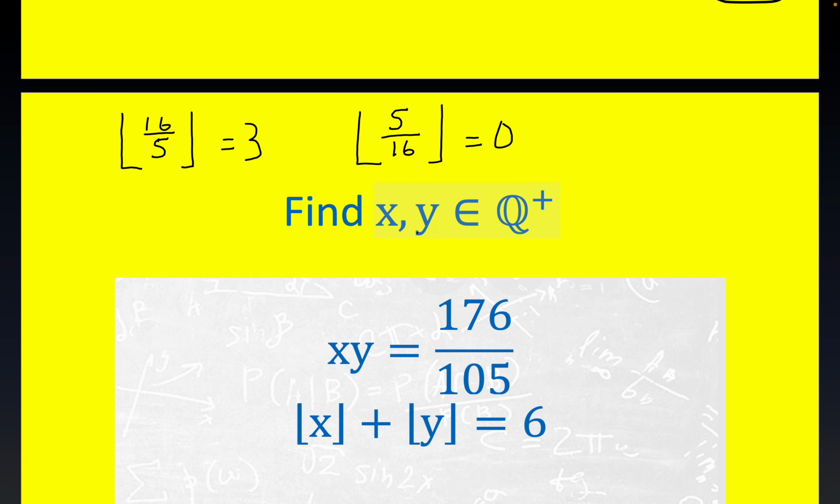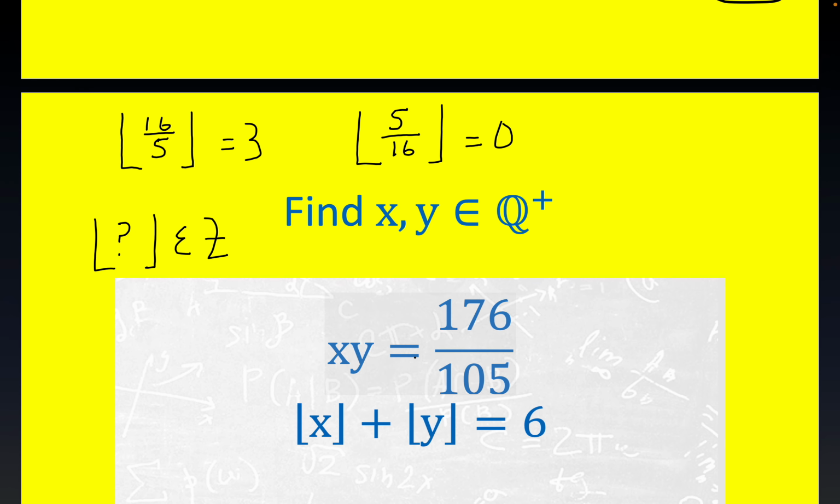Now tonight we're looking for a pair of rational numbers. That's what Q stands for. Positive rational numbers is what the plus stands for, that have a product of this strange looking fraction 176 over 105, and the sum of their floors is equal to 6. Remember, for any real input, the floor function is always going to return an integer.